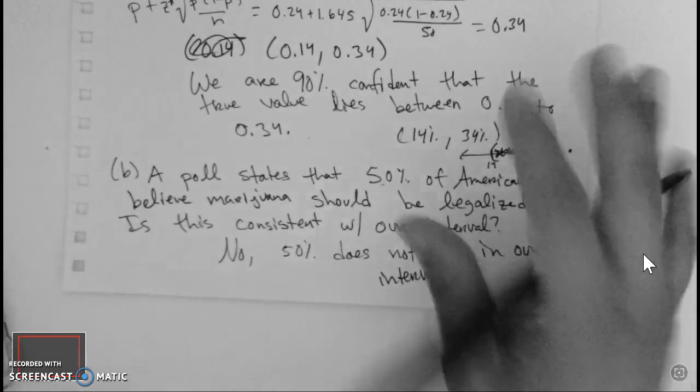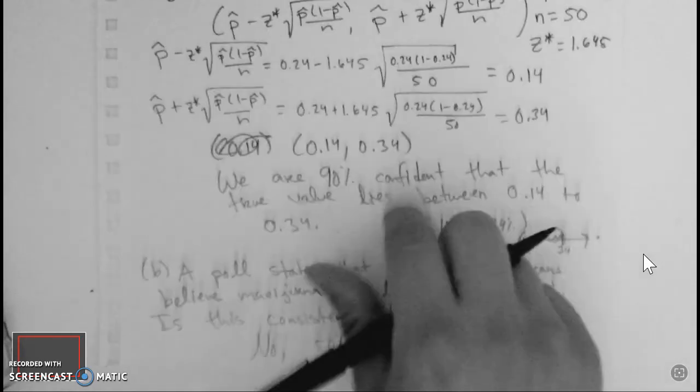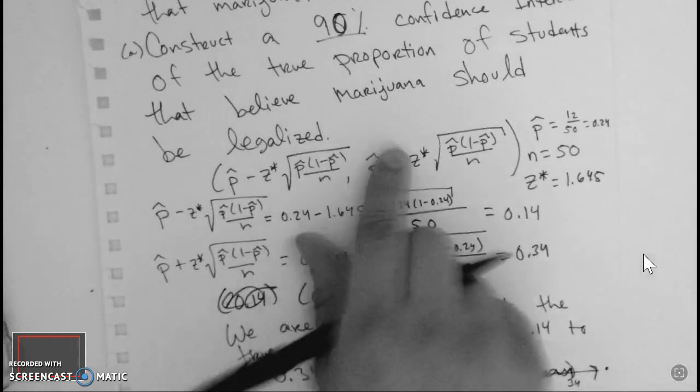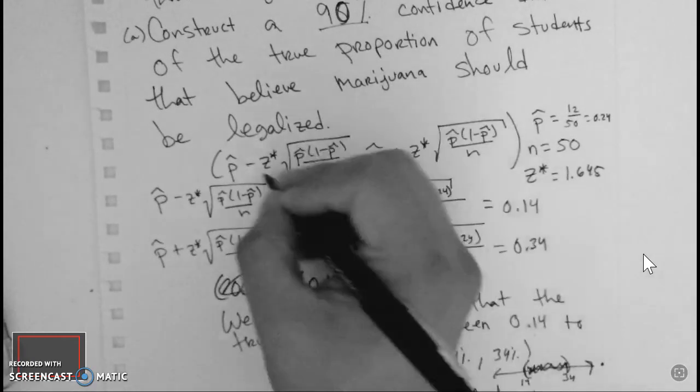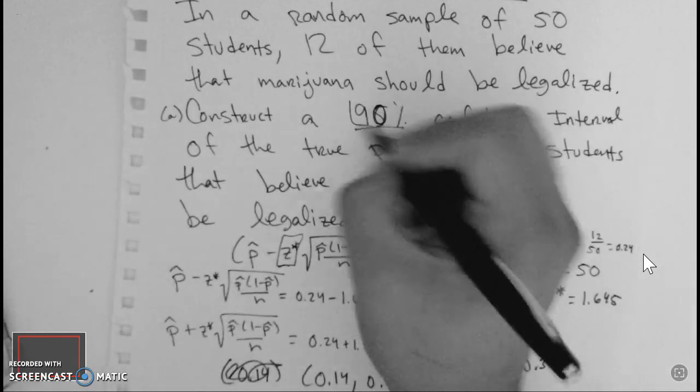But yeah, hopefully this helps a little bit more on confidence intervals. All you literally have to do is plug them into the formula and try to figure out what z star is. And z star is always dependent on the confidence level.